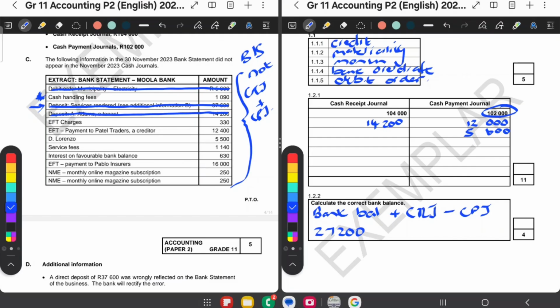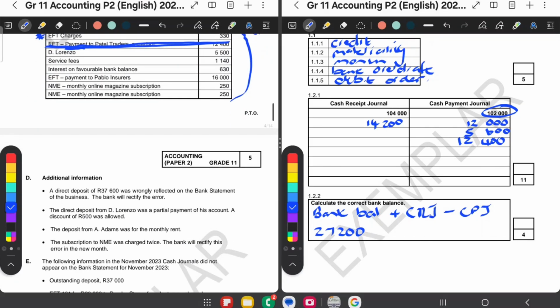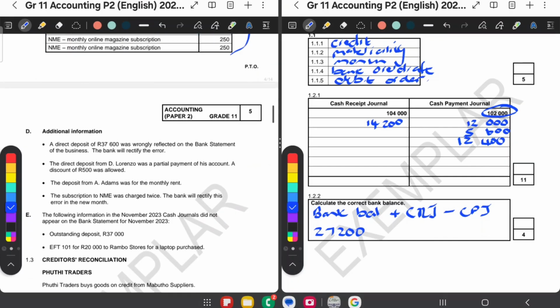Then EFT charges. This is bank charges. Then the EFT payment that we made to a creditor is not on our books, but the bank knows about this. So it's a payment. So this must go to the CPJ. The payment, 12,400. So in my CPJ, 12,400. Okay, I'm done with that EFT payment. Then it just says D. Lorenzo, 5,500.